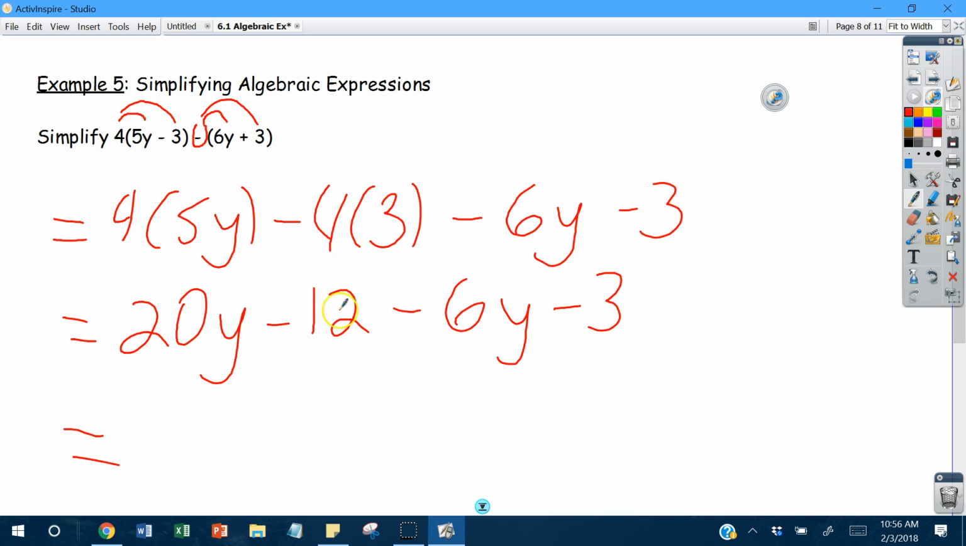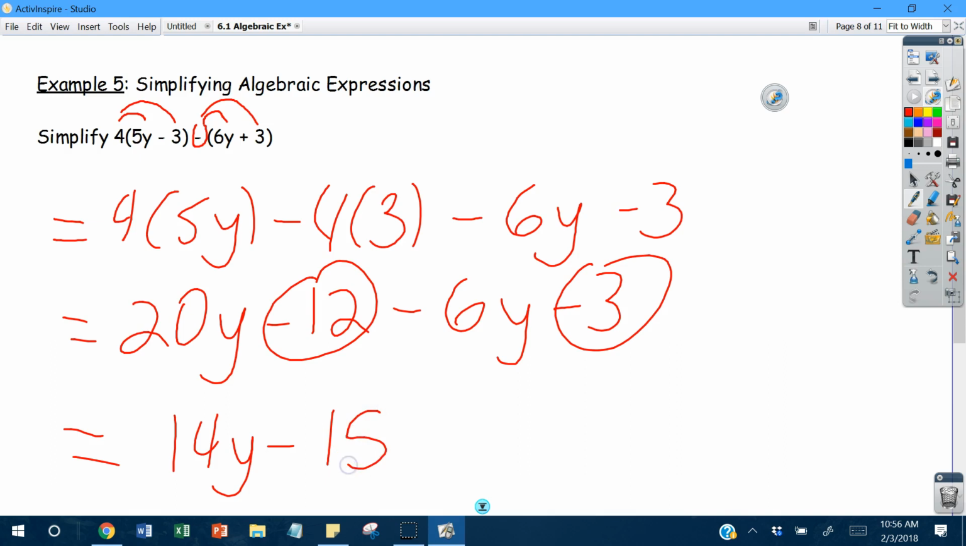So now I can combine like terms. I have 20y's here. I'm going to take away 6y's. That gives me 14y's left over. And here I have the number negative 12 and the number negative 3. So negative 12 minus 3 will give me negative 15. And now I have a simplified expression because I have two terms. One of them has a y, and one of them has a constant. So there's nothing more I can do there.